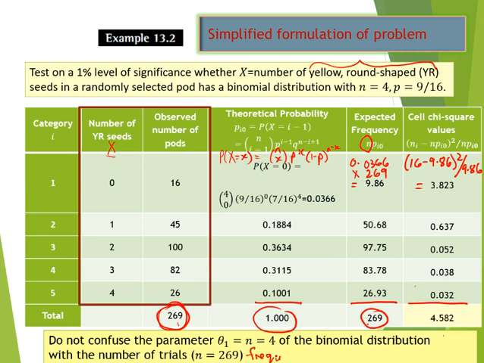You are repeating a binomial experiment 269 times. For every one of the pods that you pick, there's a probability of 9/16 of getting a yellow round-shaped seed, and there are 4 seeds in a pod. So you always know that your n is equal to 4 for each pod, but you have 269 pods.